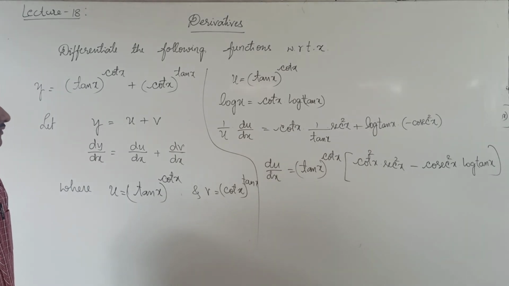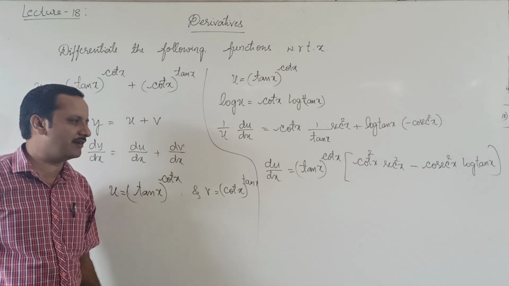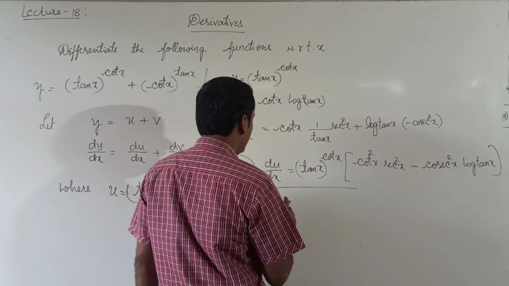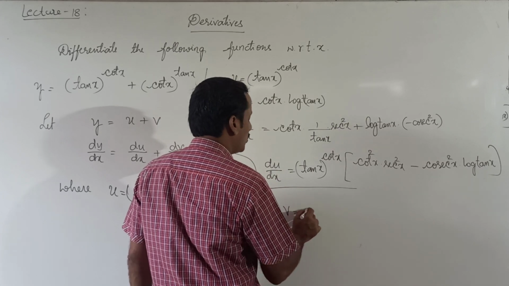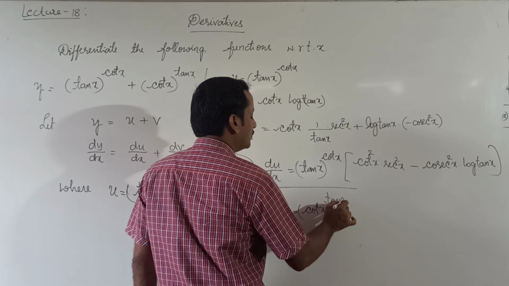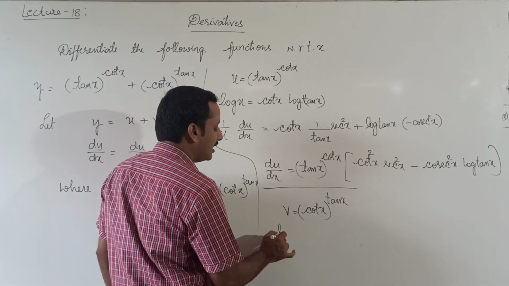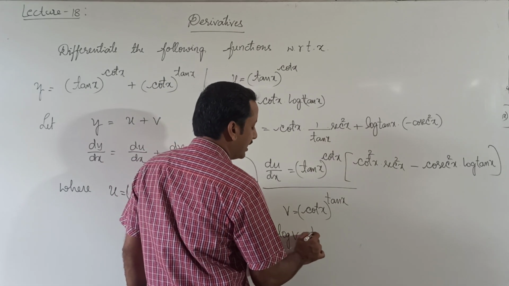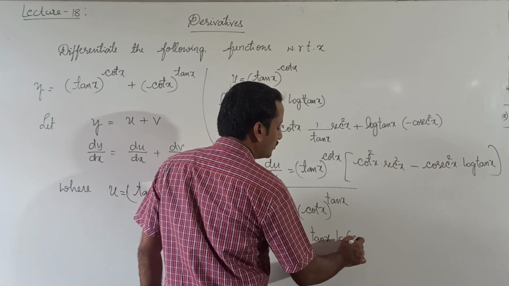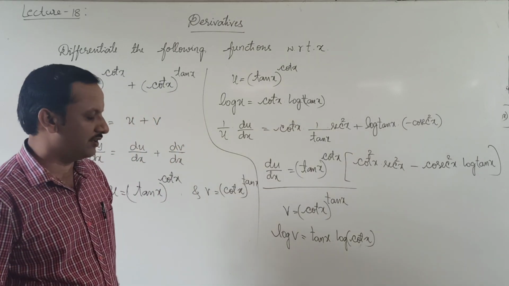We want dv by dx also, because dy by dx is equal to du by dx plus dv by dx. Let us take v. What is v? V is equal to cot x to the power tan x. Take log on both sides. Log v is equal to tan x into log cot x. Now differentiate it.